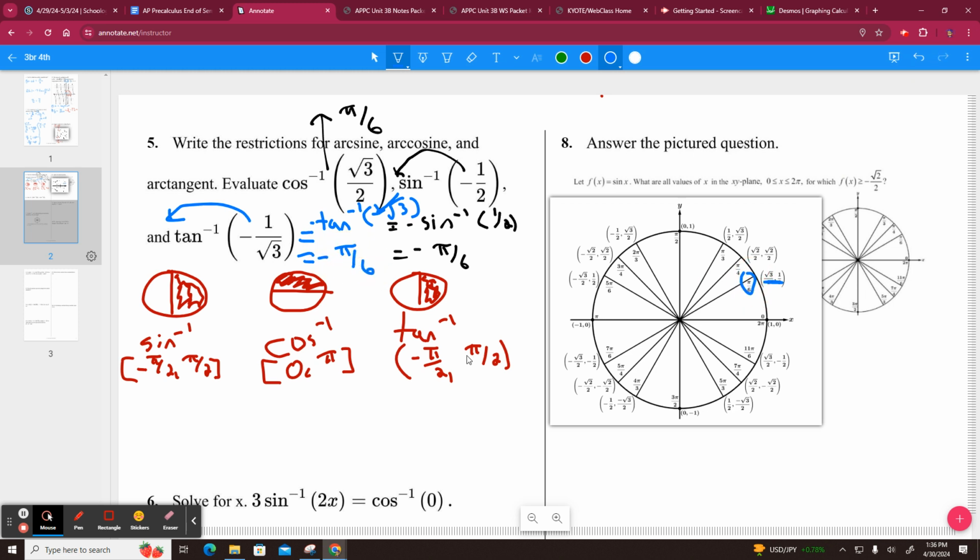And if you wanted negative 1 over the square root of 3, remember arctan is only in this right side of the circle here. So I'll go back, and negative 1 is right here, and square root of 3 is right here. So I went backwards pi over 6 again. So negative pi over 6.